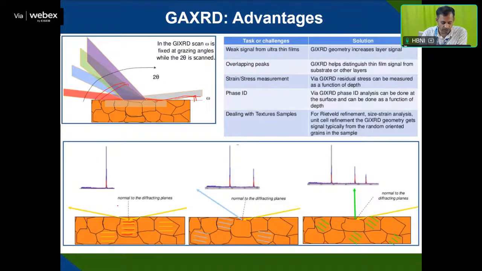That plane is normal to the diffraction vector, the diffraction normal to the diffracting plane. Then the diffraction is coming from this plane. Once it's rotated, another plane will come into the picture, so you will be able to get another peak.